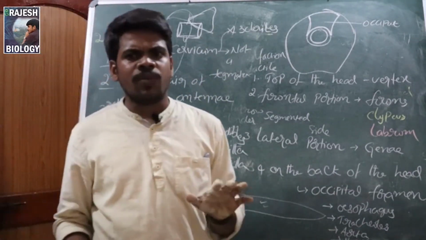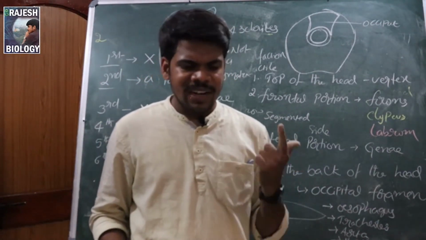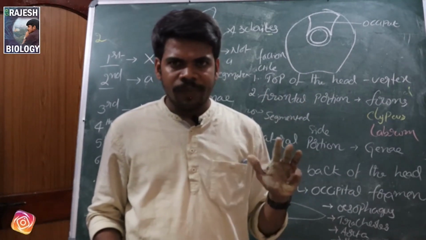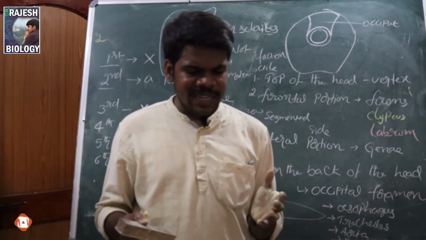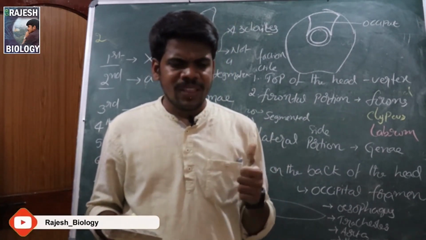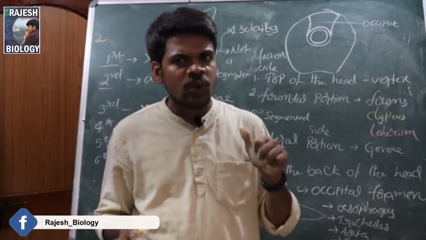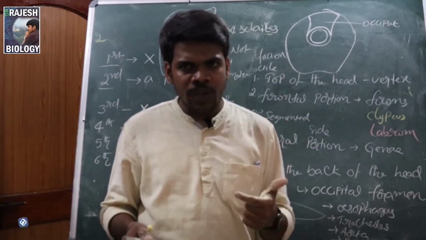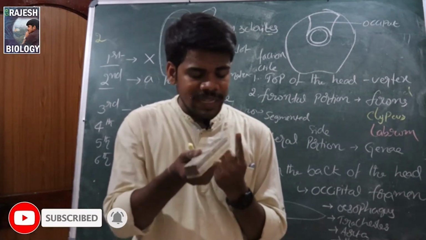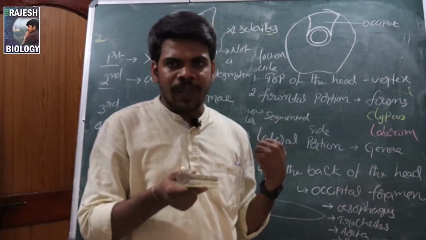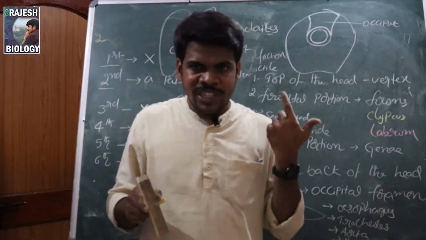So just simply revise the head of the cockroach. 6 segments, hypognathous head, triangular shape, right angles to the body. Next, it is formed as a capsule with the help of many sclerites. The top of the head, the vertex, is formed by 2 epicranial plates fused by the epicranial suture. The frontal portion has 3 sclerites: the frons, clypeus, and the labrum, the upper lip. And the sides of the head have a pair of genae.